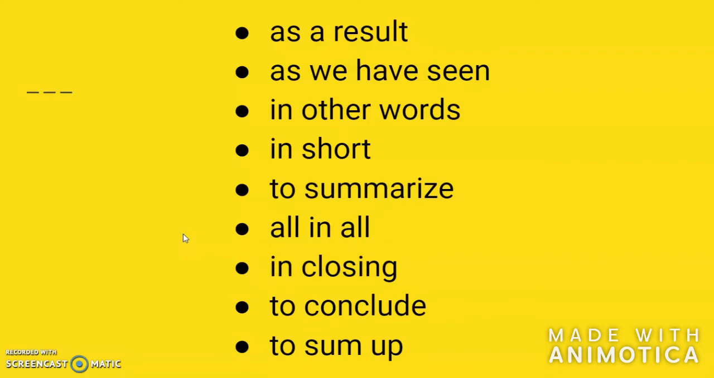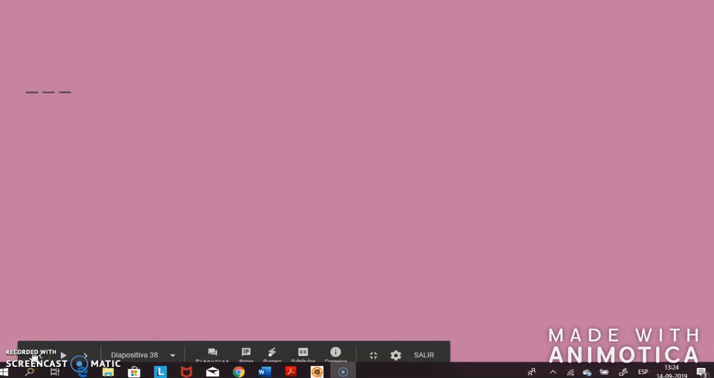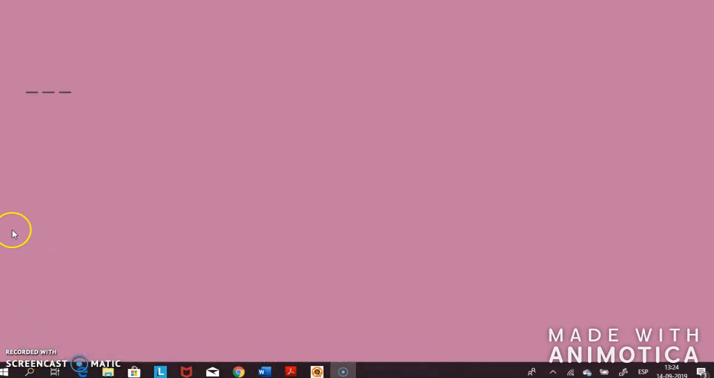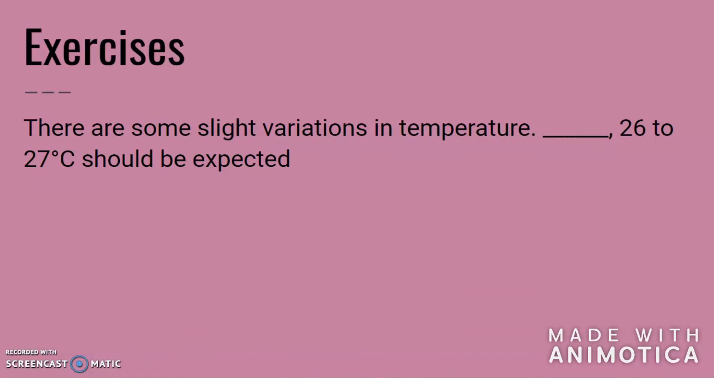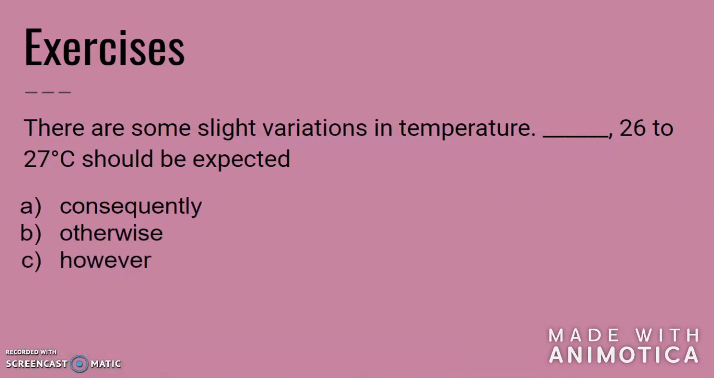Now let's do some exercises. The first one says, there are some slight variations in temperature. Space, 26 to 27 degrees Celsius should be expected. The alternatives are consequently, otherwise, and however. And the correct alternative is consequently, because it's a consequence of the slight variations in temperature.